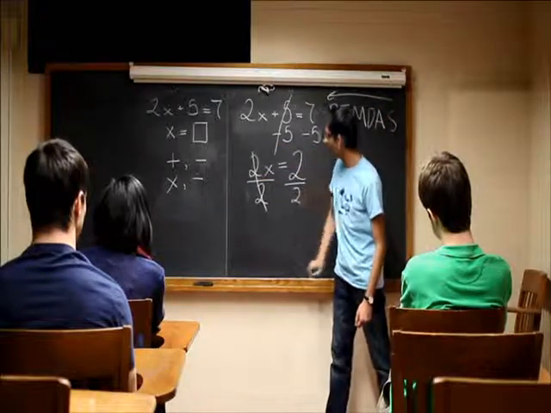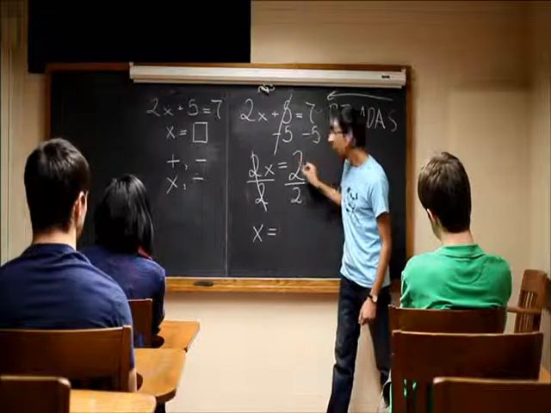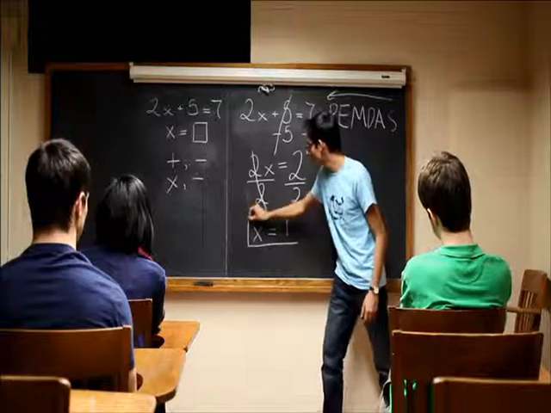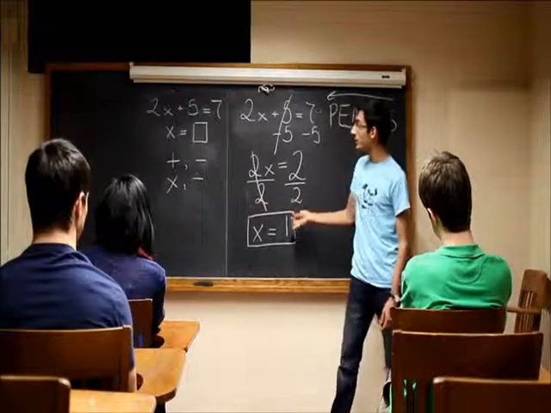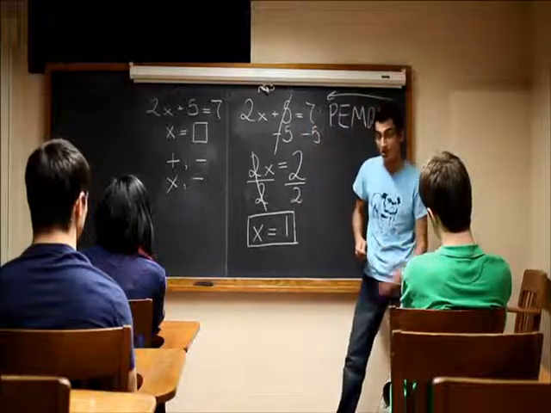These are going to cancel each other out, and we're going to be left with x equals 2 divided by 2, or 1. And that's going to give us our final solution. As I mentioned earlier, we now have an expression where x is isolated and set equal to some value.